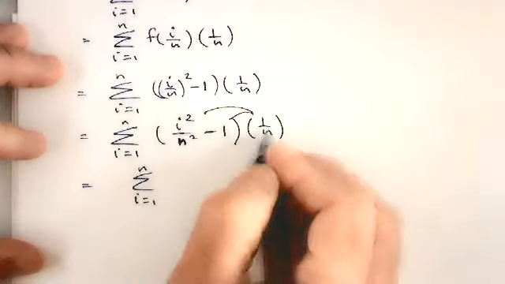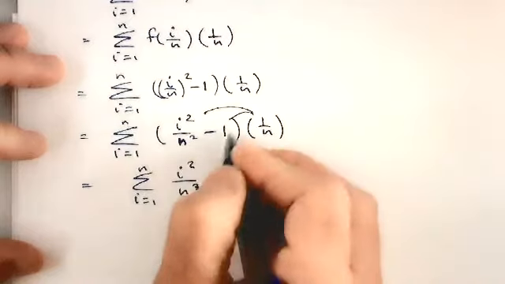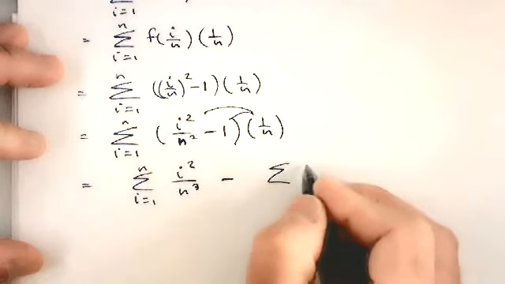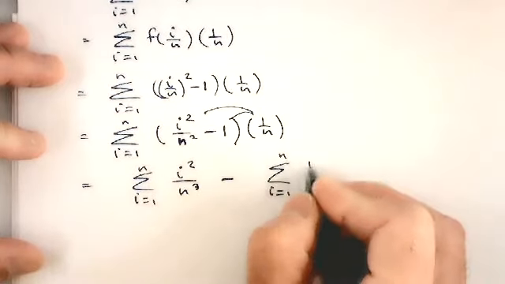I squared over n squared times 1 over n is going to be I squared over n cubed, and then I'm going to subtract this times 1, which is just 1 over n.